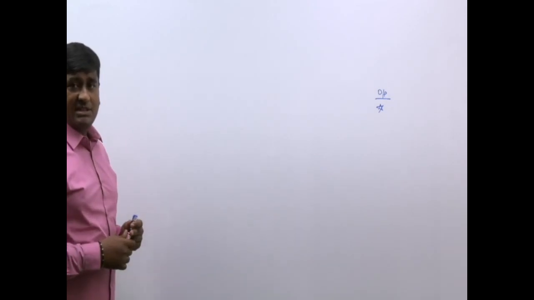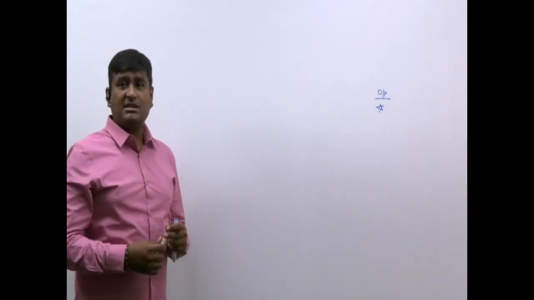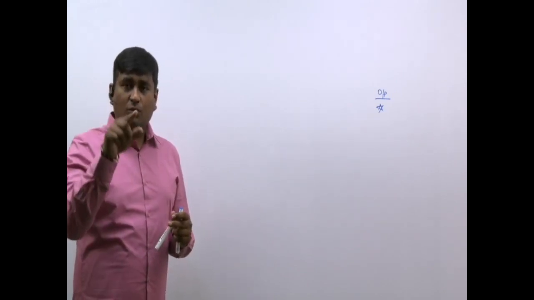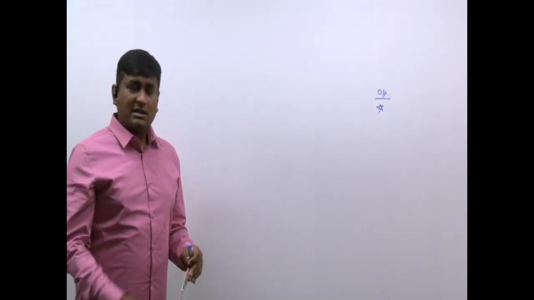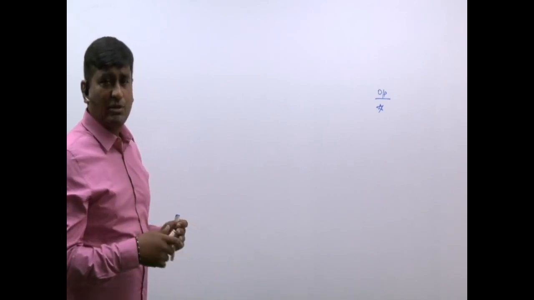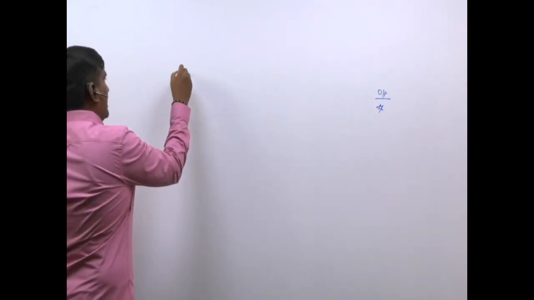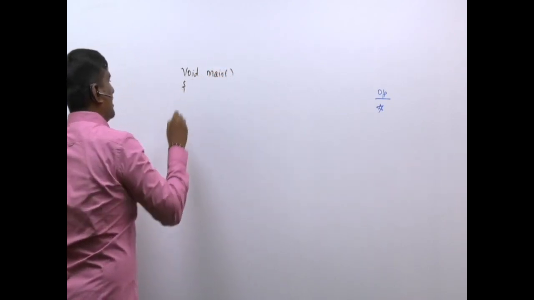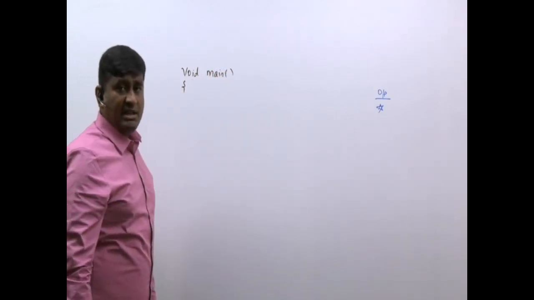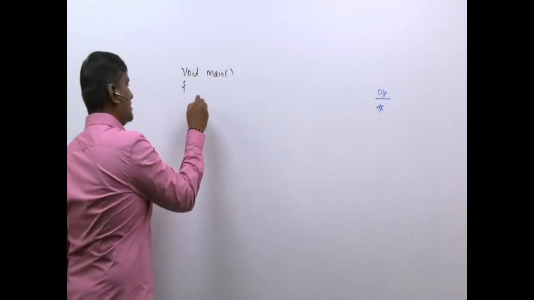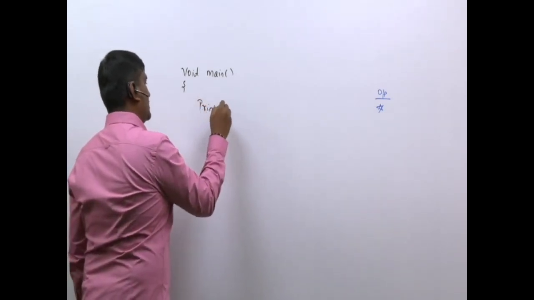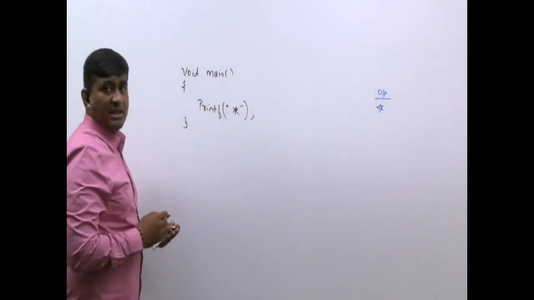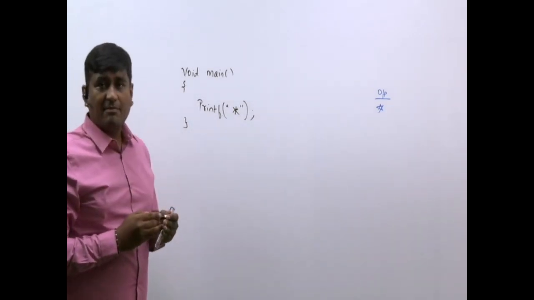Everyone knows the first three lines in the C language. What are they? Hash include stdio.h, hash include conio.h, void main, one open brace. After that, we don't know what to write. The same thing I will write, but I will not write the hash include and all those things. Simply, I will write void main like this. And tell me, which is the function used to print anything on the monitor in C language? Printf. So I will write printf. What to print? A star. One star you should display. This is my C program.